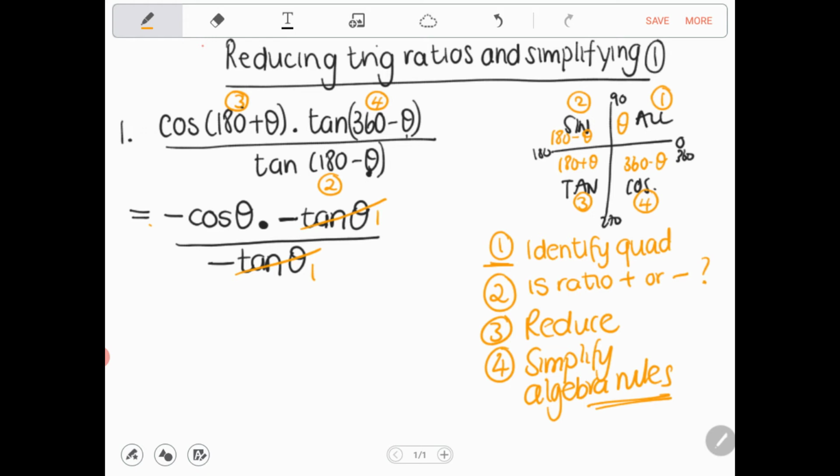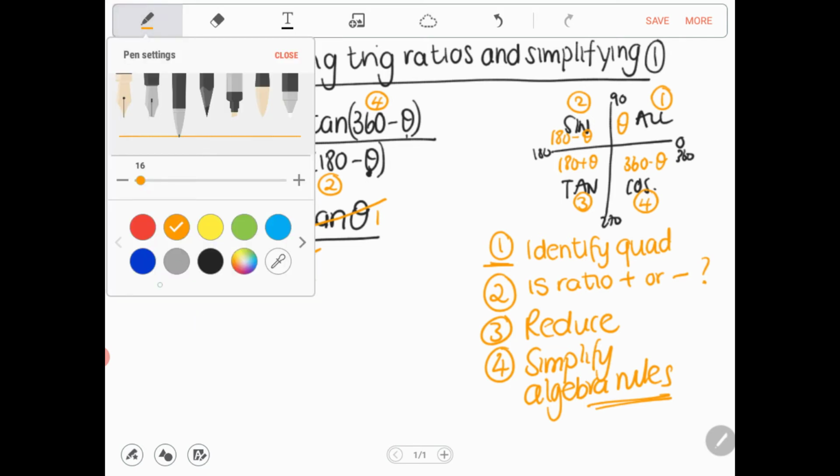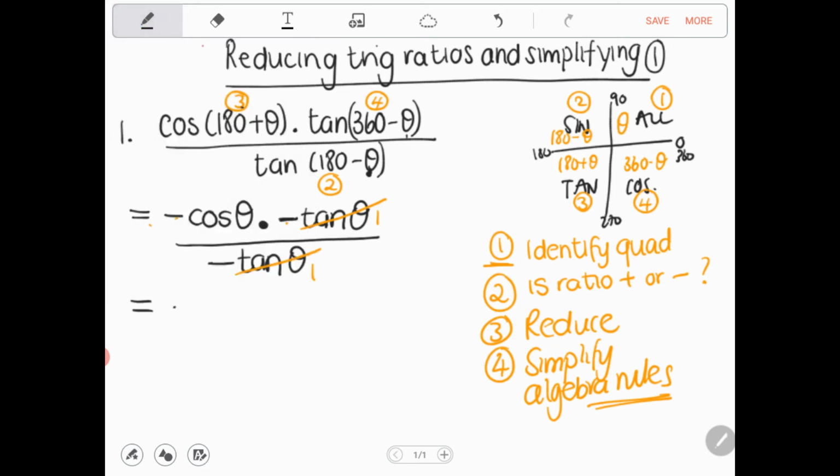Okay, let's look at our signs. We've got a negative times a negative, which is going to give me a positive at the top. Then we've got cos times 1, which will give me cos theta. At the bottom, you've got a negative 1. Okay, positive divided by a negative would give me a negative, and anything divided by 1 would just leave you with a cos theta.